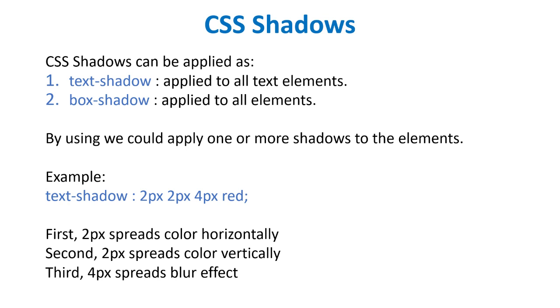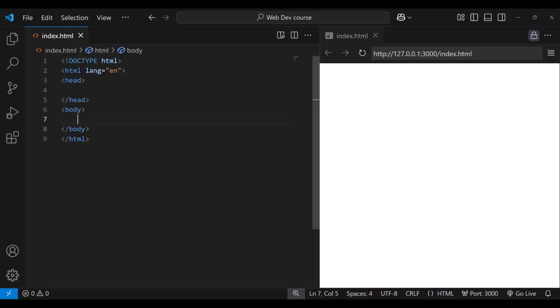First, 2px spreads color horizontally. Second, 2px spreads color vertically. Third, 4px spreads blur effect. Same applies to the box-shadow property as well. Now let's see a quick demonstration.